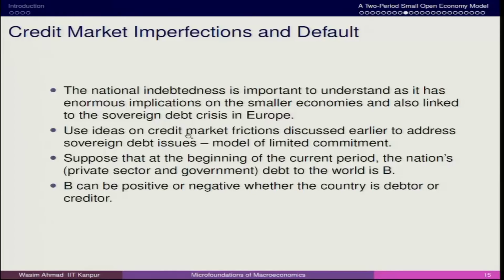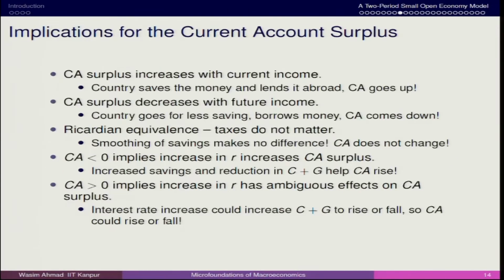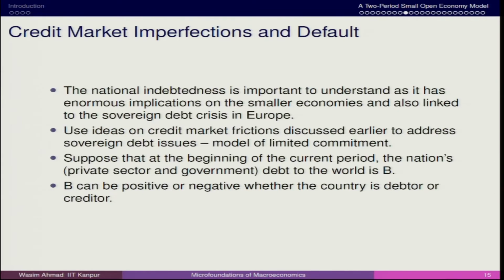Now, there is one more topic. So far we have discussed the implications on current account surplus, which is basically about saving, not investment. Now, we are going to introduce the credit market imperfections. If you remember, we had discussed the credit market imperfections, and under that we had introduced the concept of limited commitment. We also introduced the concept of collateral. We will have a similar kind of scenario here.